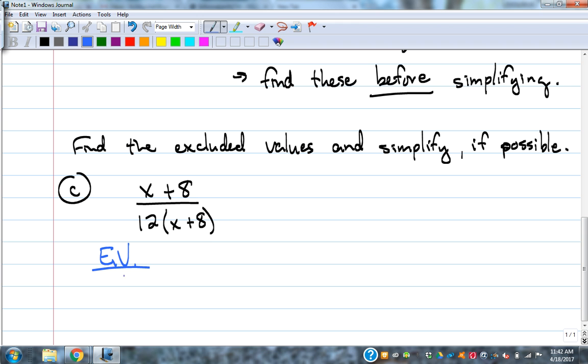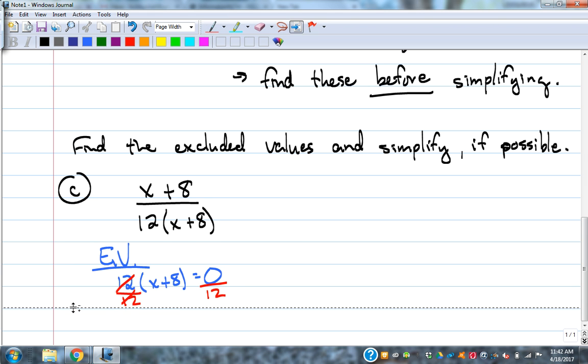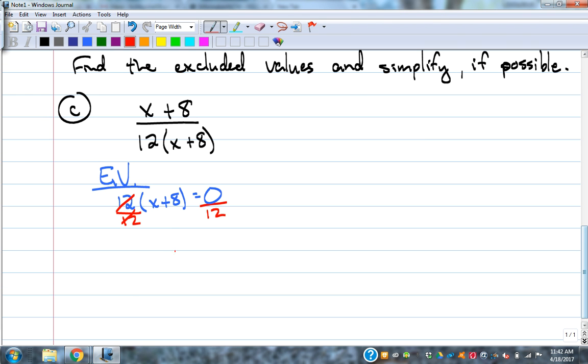We're going to set the denominator equal to 0. To find the excluded values, you just take that whole denominator and set it equal to 0, and then solve it. To solve that, I would divide by 12 to get rid of that. That gives me x plus 8 is equal to 0. Then I would subtract 8, and x is equal to -8. The excluded value would be x cannot be -8. You just change that to a not equal to, equals with a slash through it. So that's the excluded value.